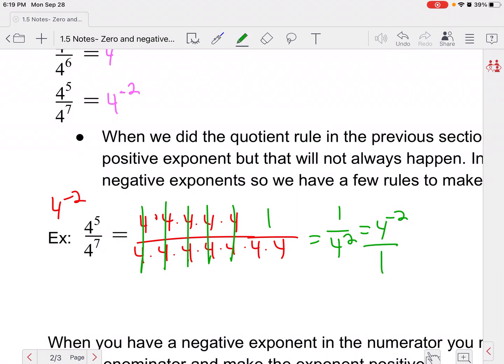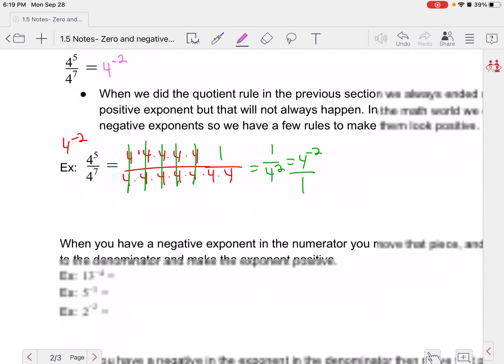So what that means is whenever we have a negative exponent and its base in the numerator, we can move it to the denominator. The same would be true if it's in the denominator to start with. We could move it to the numerator, okay? This is only if the exponent is negative. It has nothing to do with the base being negative, only if the exponent is negative, okay?